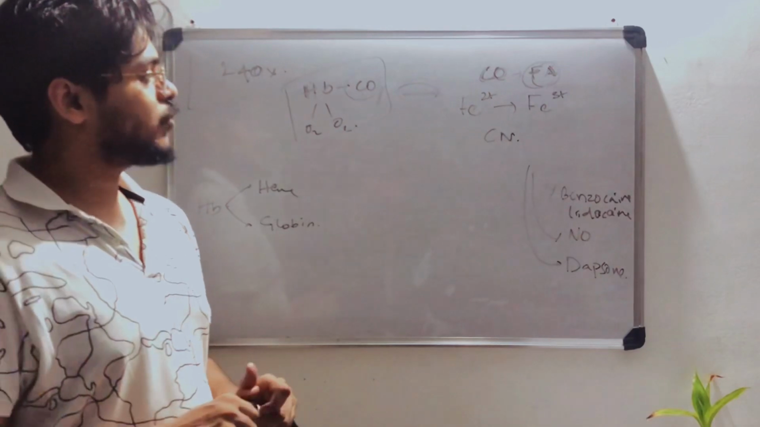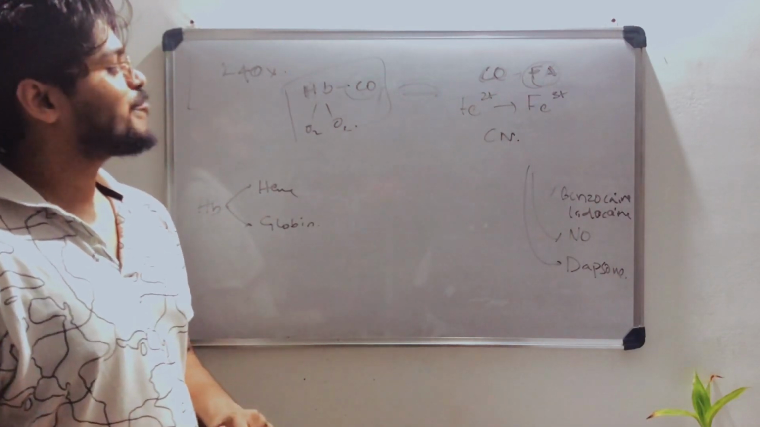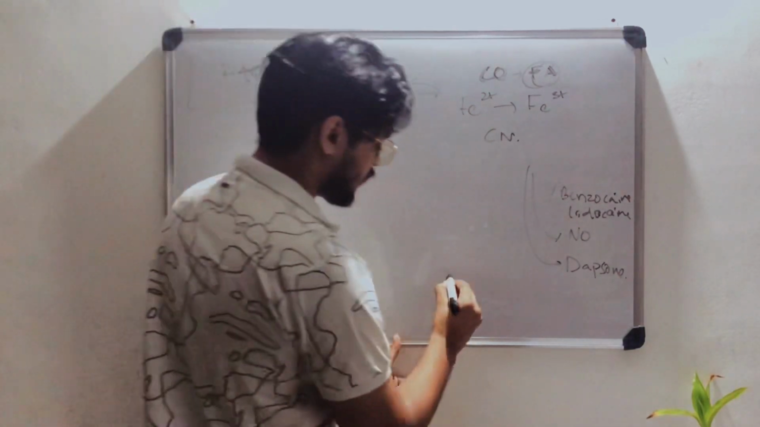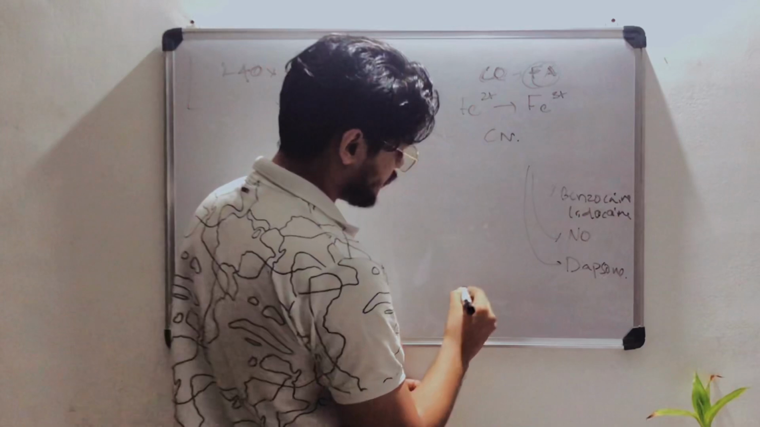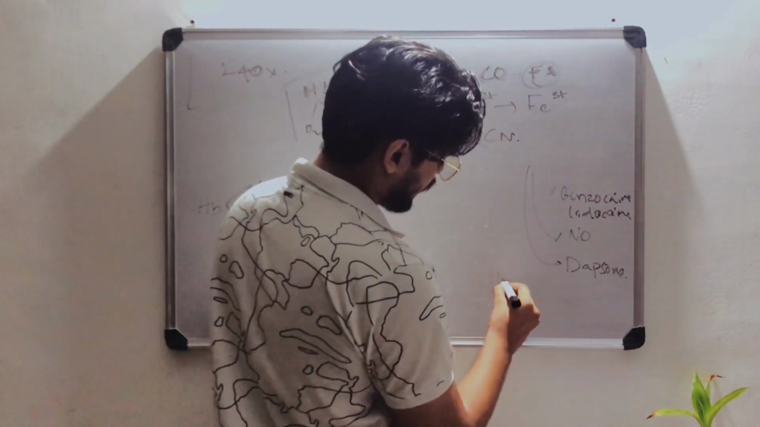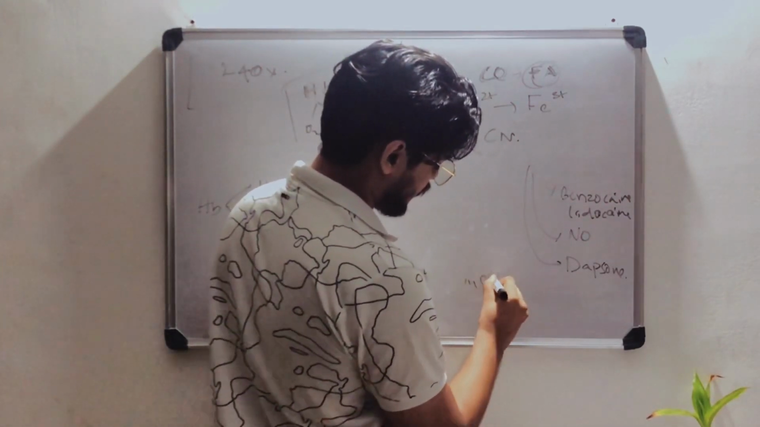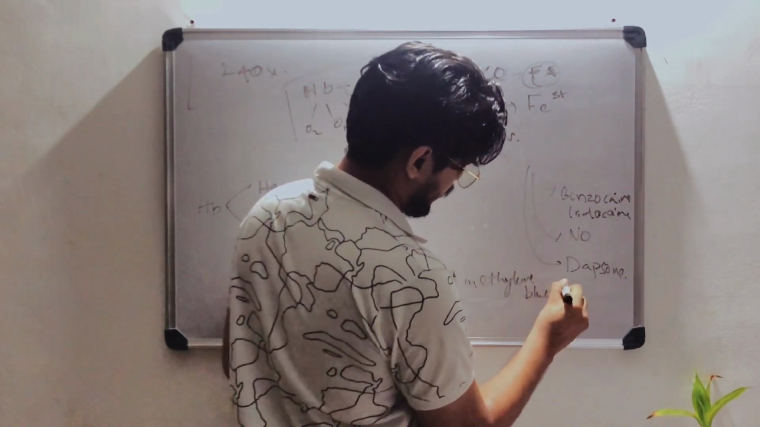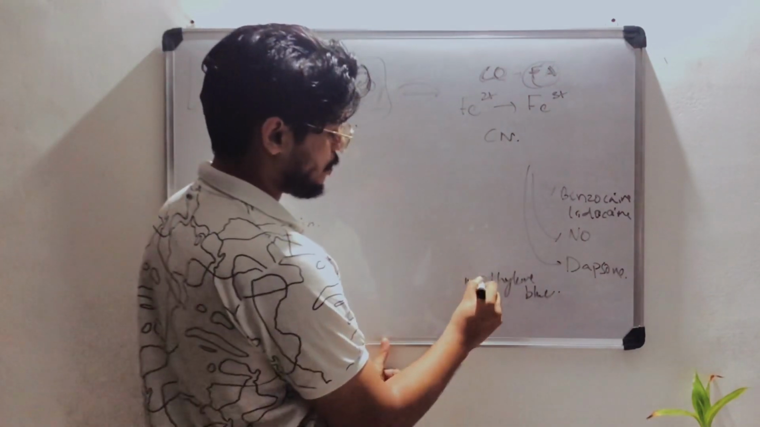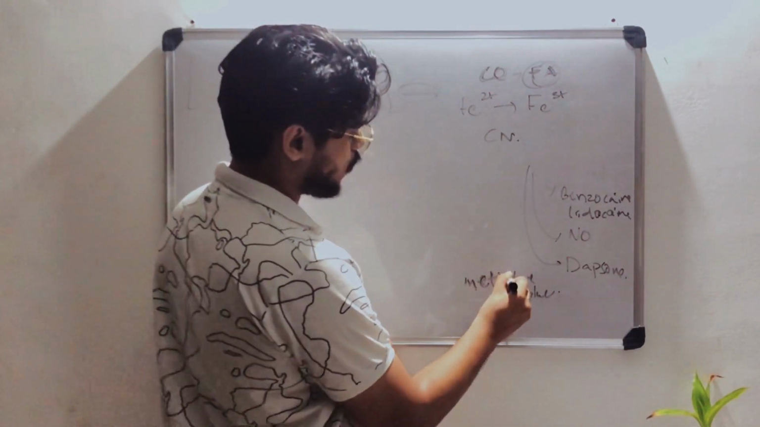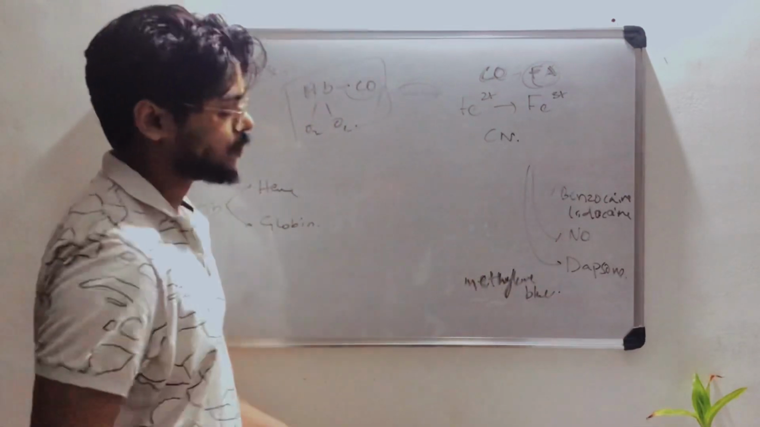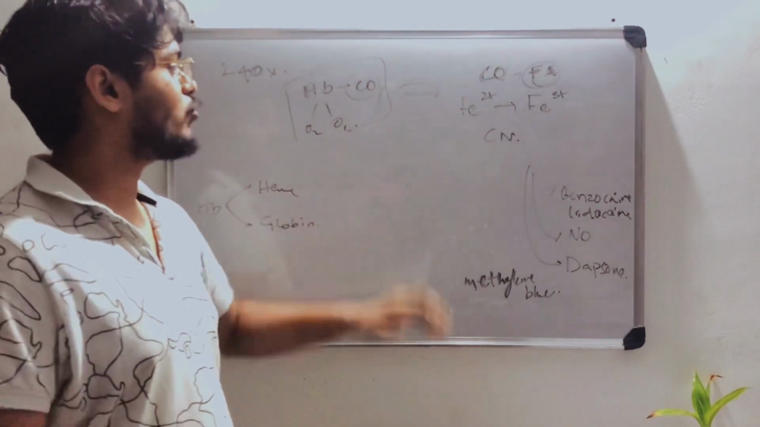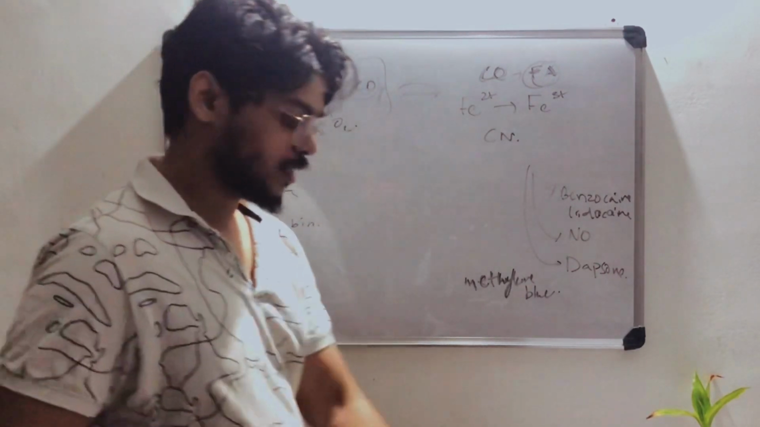And one more thing that we have to know is the treatment method of methemoglobinemia. The treatment method is methylene blue. Understood? So we give methylene blue to convert back into Fe2+. Very easy to understand.